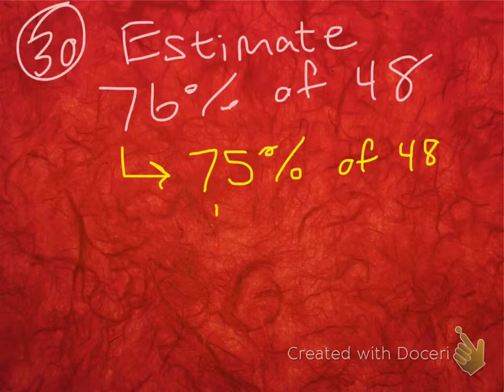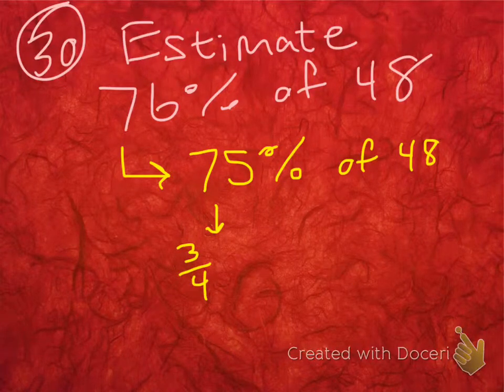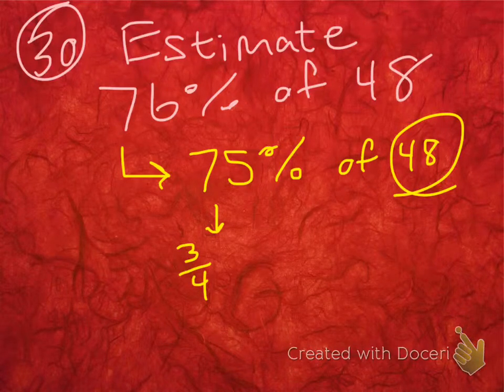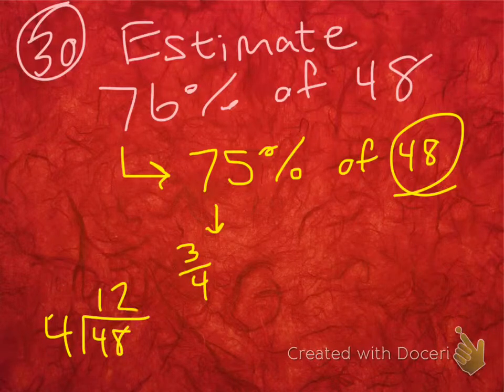This should remind you, again, think of money a lot when you're doing percents. This should remind you of 75 cents, which again is 3/4, which we should be able to do pretty efficiently. If I just take 1/4 of this, that's simply dividing it by 4. 4 into 48 will give you 12.